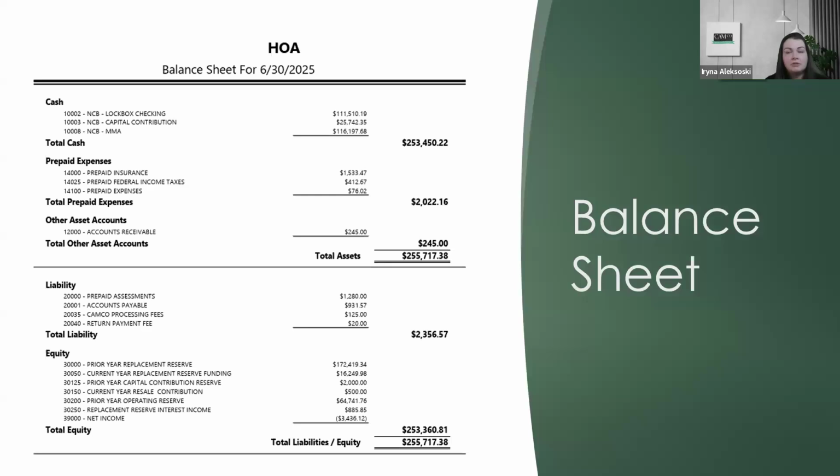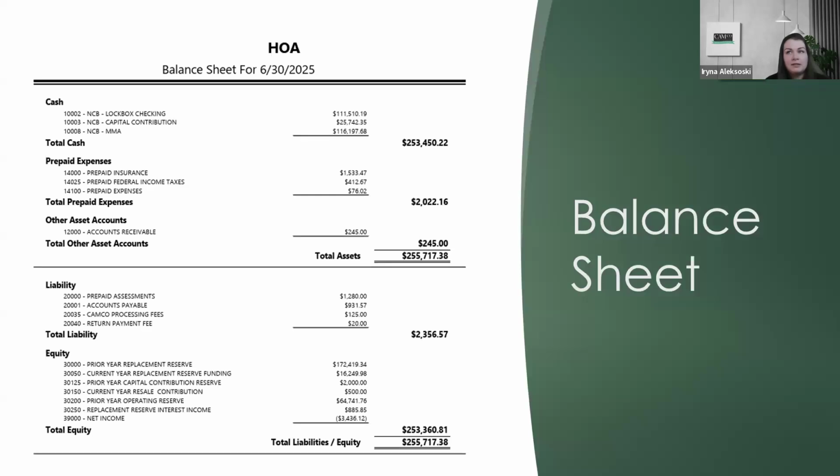Accounts receivable, so you just have the total here. It was also listed on the narrative, and there's also a separate report if you want to see the details of who the 245 is related to. Moving on to the liability section. Here you're going to find any prepaid assessments, those are homeowners that paid in advance, accounts payable, any potential fees, accrued expenses, things like that that need to be paid out at some point in the near future. And then the last section is equity.